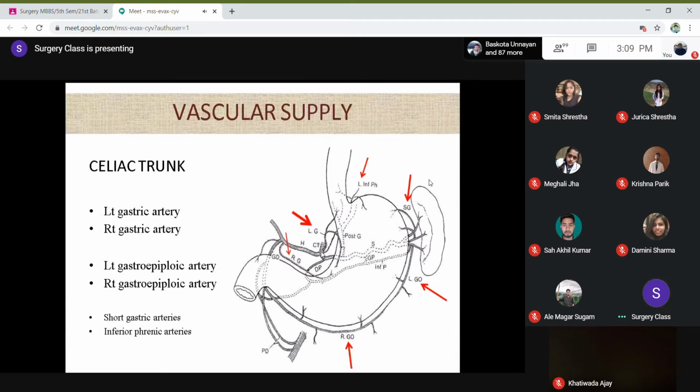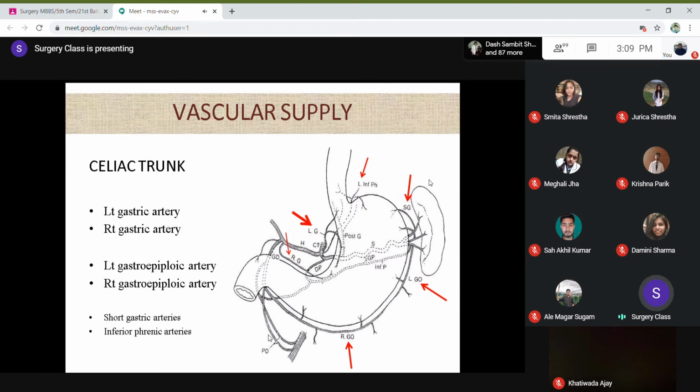So from the celiac trunk: the left gastric artery, the splenic artery, and the common hepatic artery. These are the main branches of the celiac trunk, and the right gastric is a branch of the common hepatic artery. Then you can see the inferior pancreaticoduodenal artery coming from the superior mesenteric artery. Just before it goes behind the neck of the pancreas, the superior mesenteric artery gives rise to the inferior pancreaticoduodenal artery.